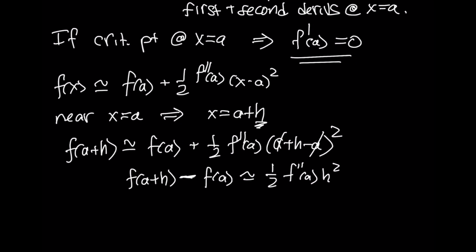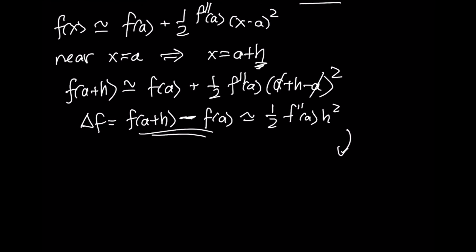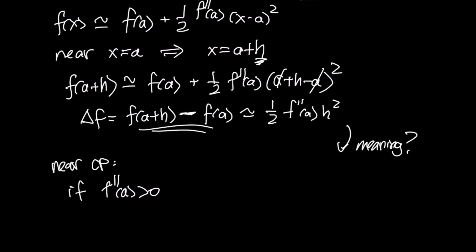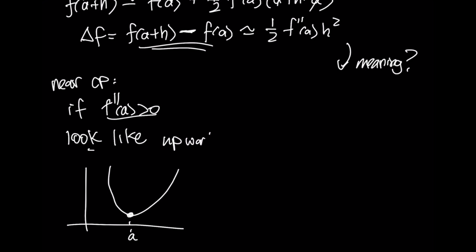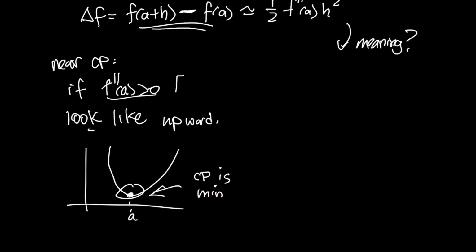This quantity right here represents the difference in the function as I move away from that critical point, x equals a. Near a critical point, if my second derivative is a positive number, if I were to study my function, it looks nearly like a parabola. There's the location a. I have an upward parabola here. And that means that this critical point here is a minimum. Remember that when we have a second derivative, we're talking about concavity. So this would be concave up.